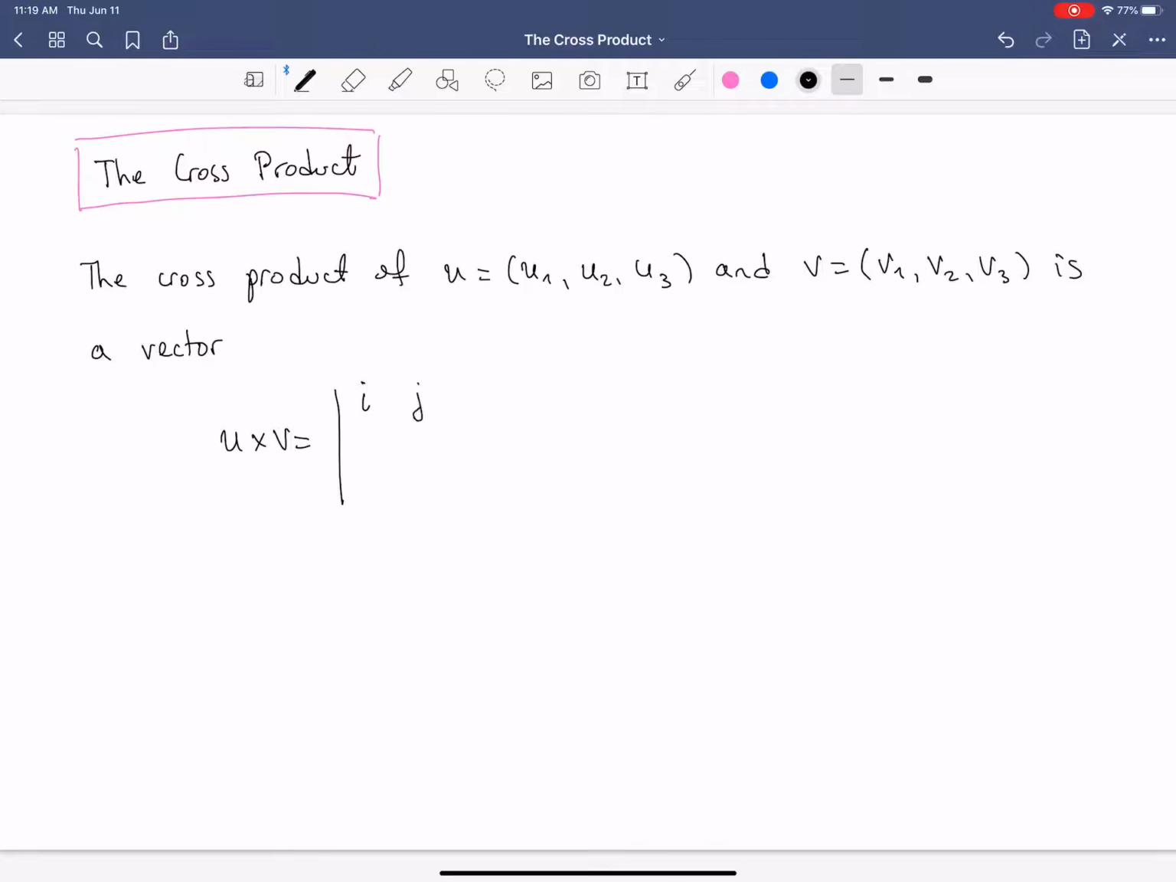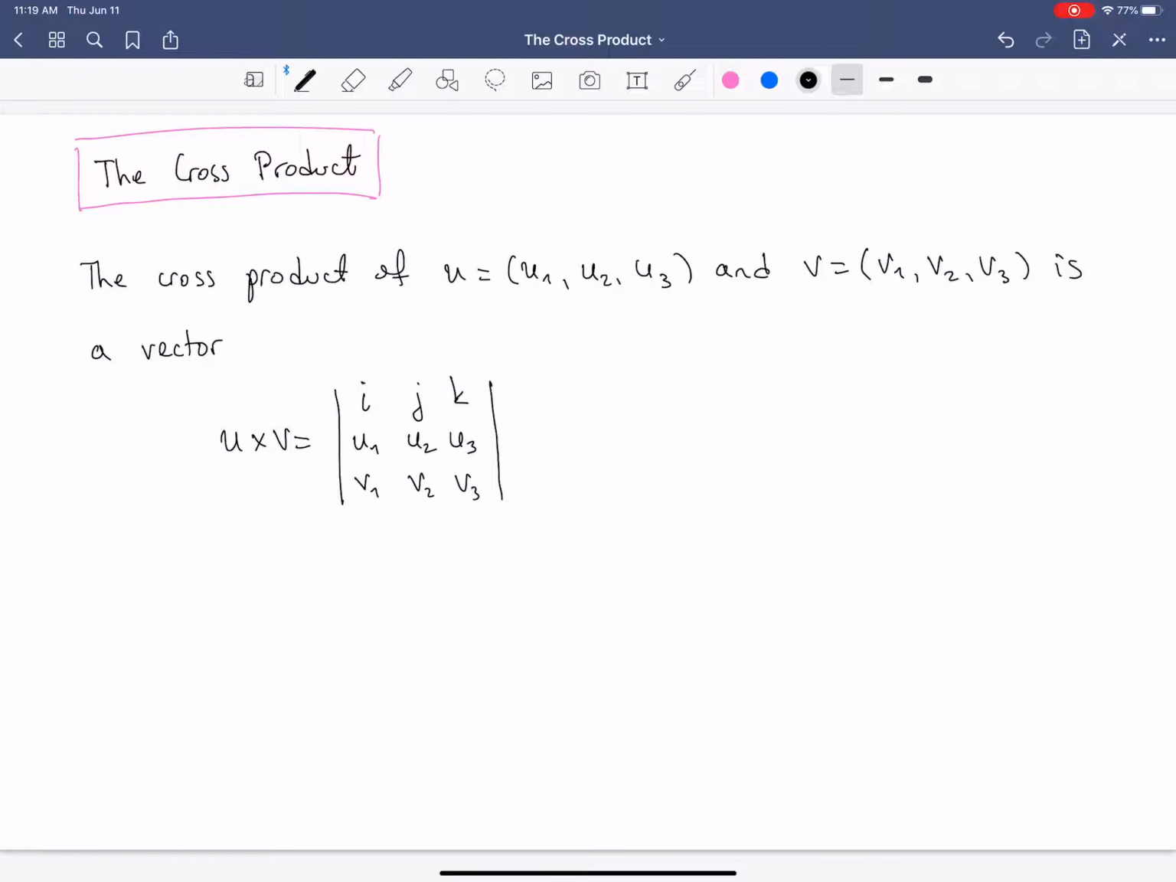In the first row, you have i, j, k. What are i, j, k? This is a bit of physics notation, really. i, j, k are the three columns of the identity matrix. So the direction along the x-axis, along the y-axis, along the z-axis. I'll write those. And then you put the two vectors in the second and the third row. So here is u1, u2, u3, v1, v2, v3.